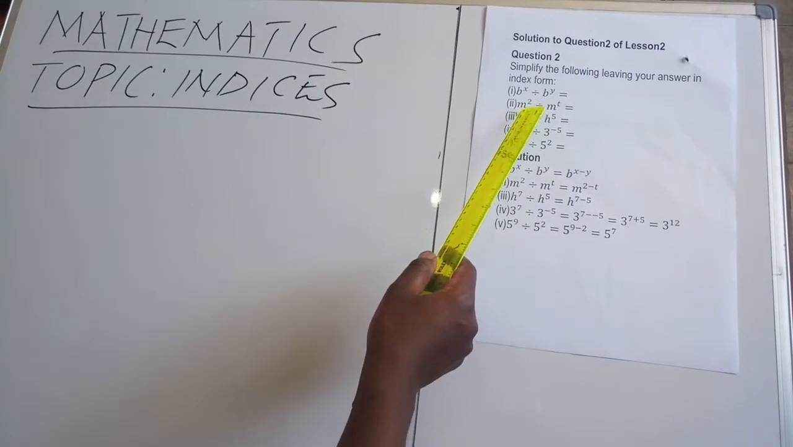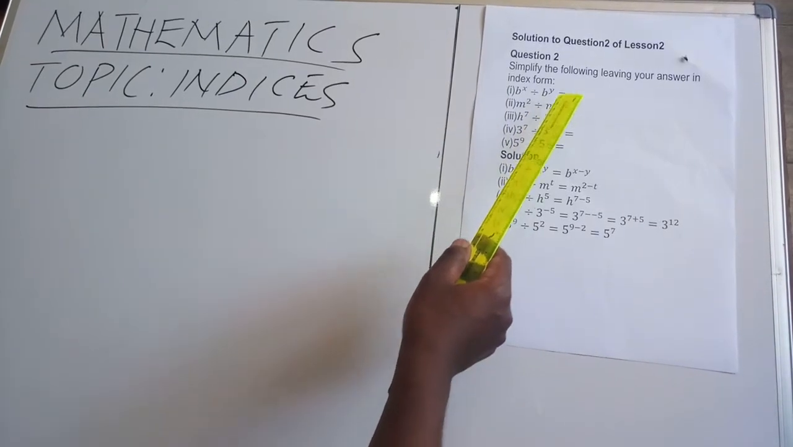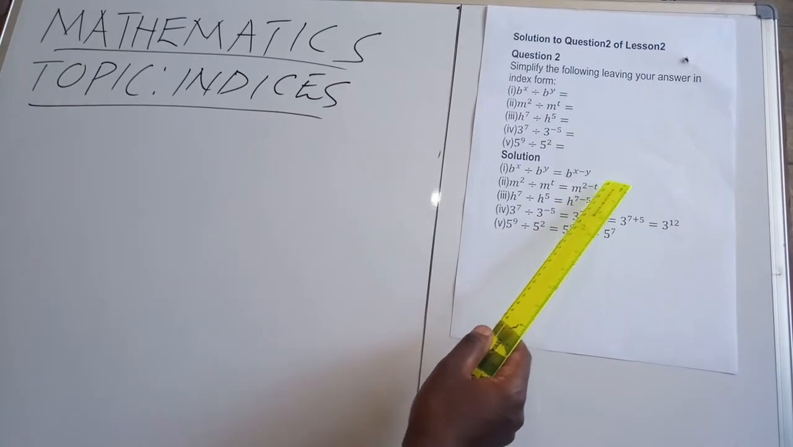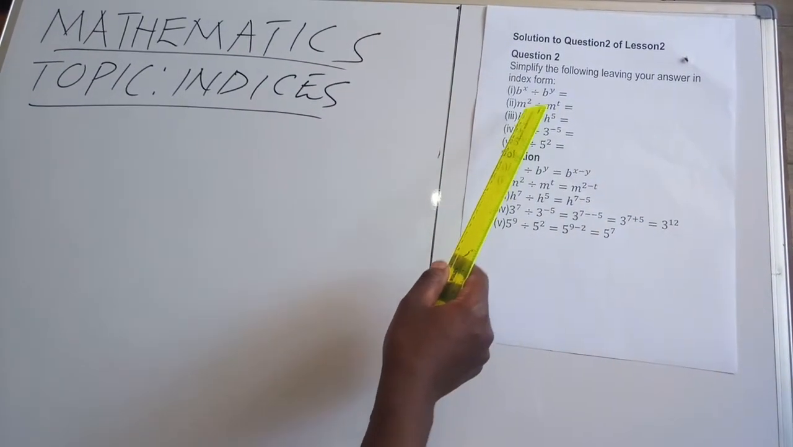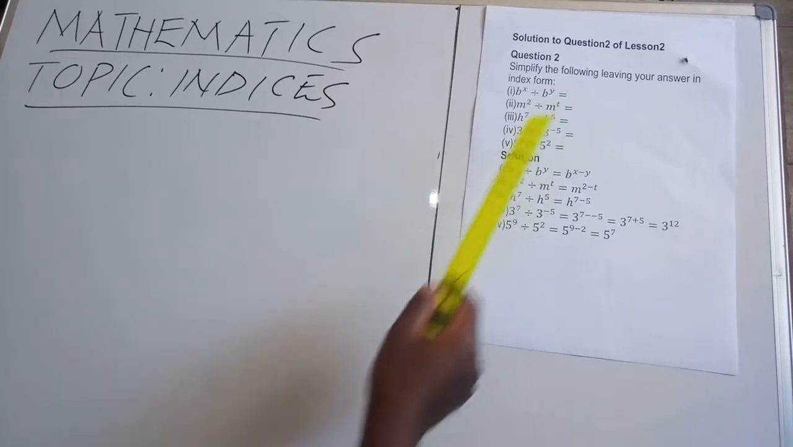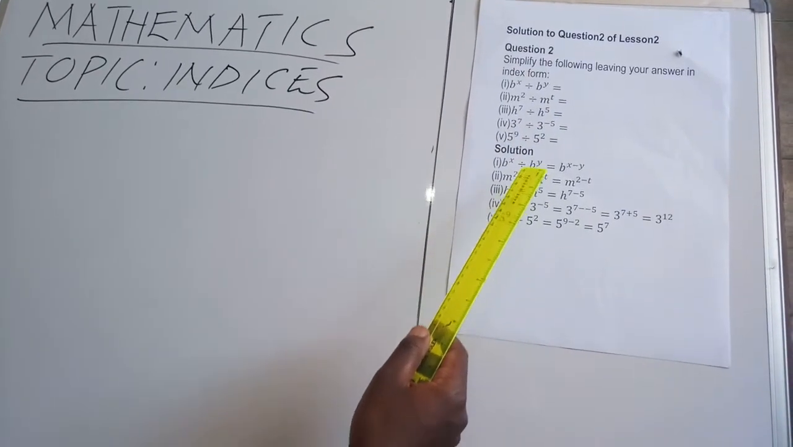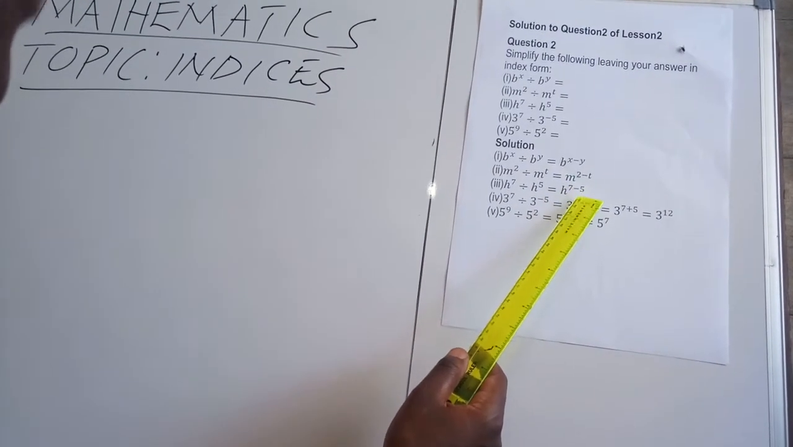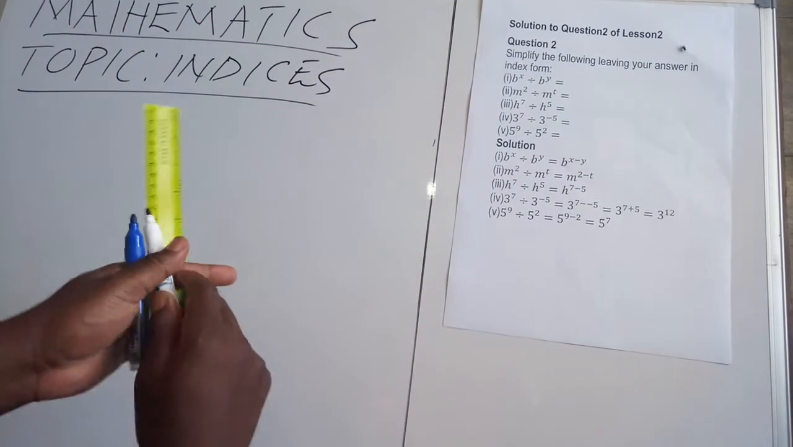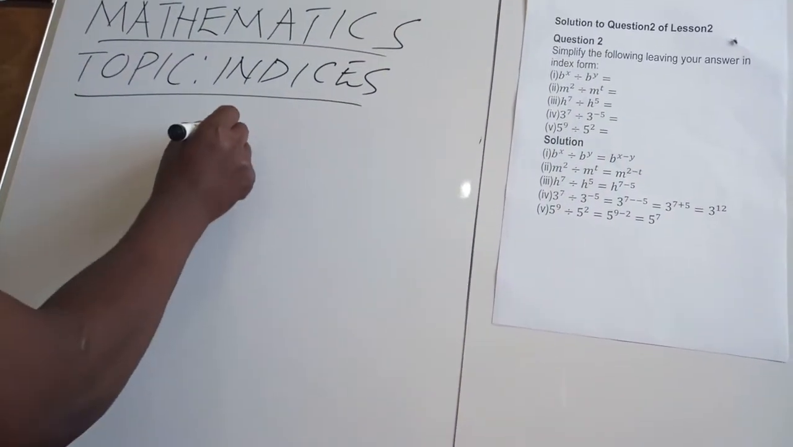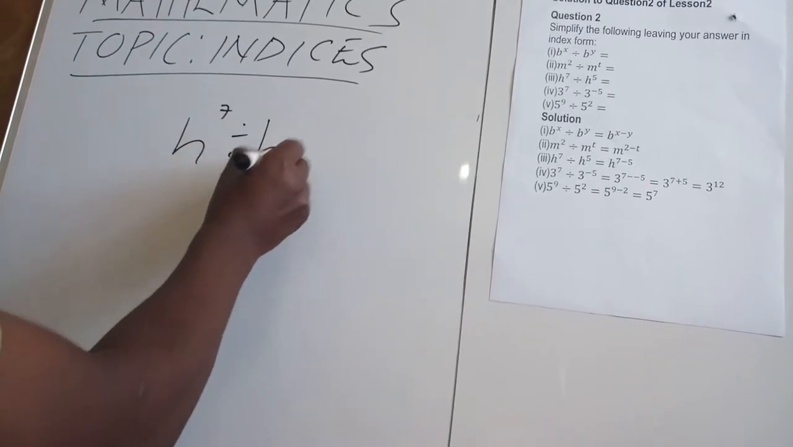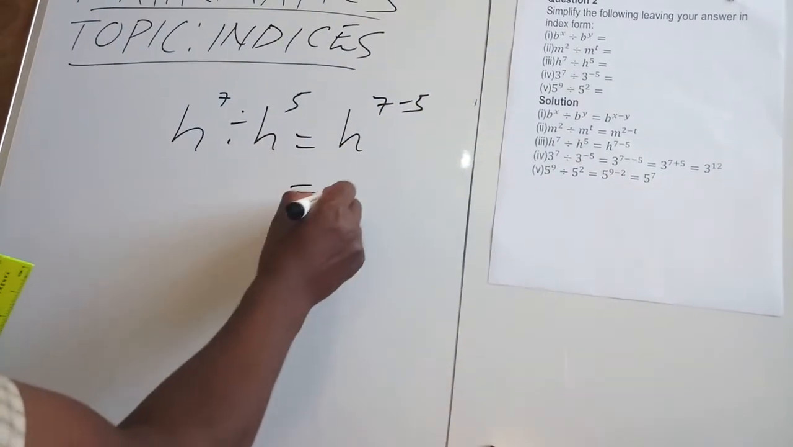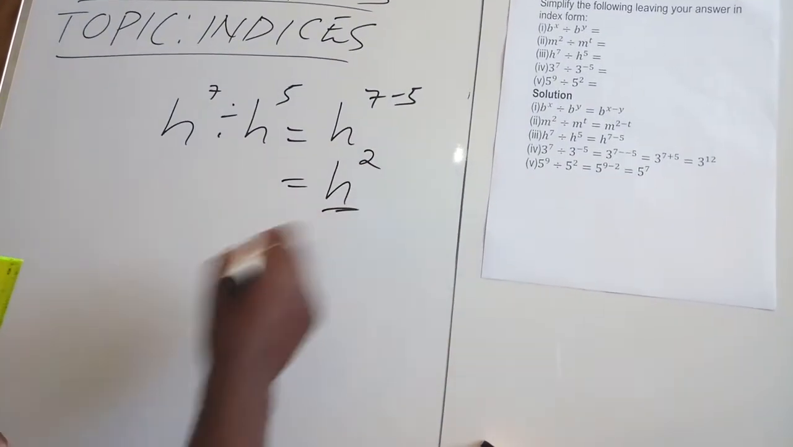Number 2, we had m power 2 divided by m power 3. So what is the outcome? M raised to power 2 minus 3. Number 3, h power 7 divided by h power 5. Now what do we get? You get h raised to power 7 minus 5. The outcome will be what? We have said this is what you're going to have in the end, h raised to power 2.